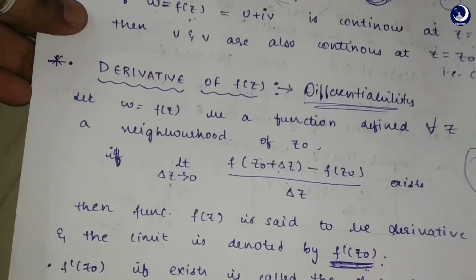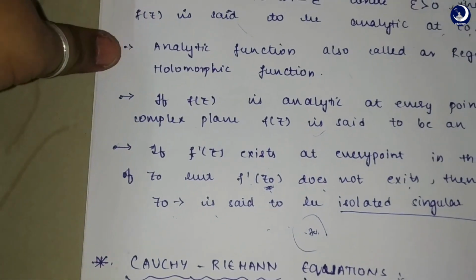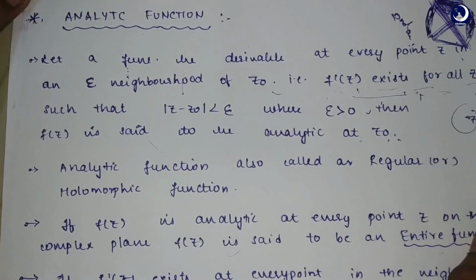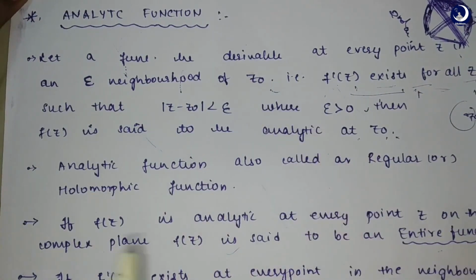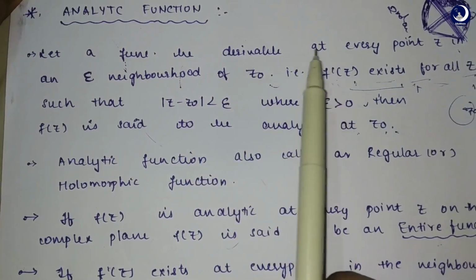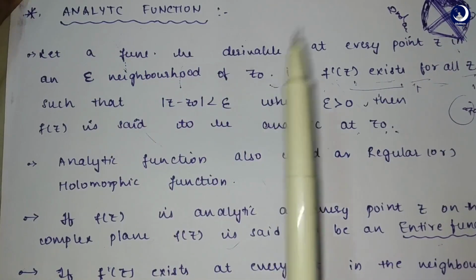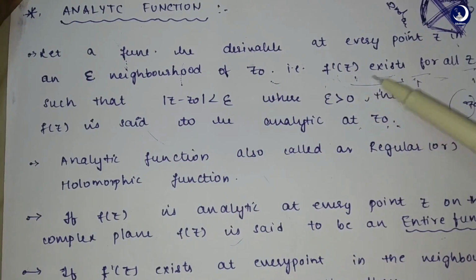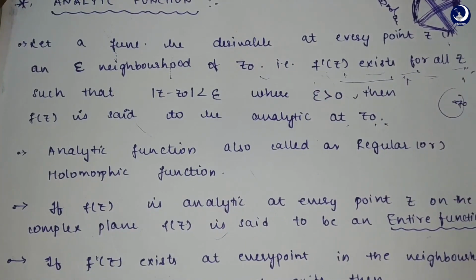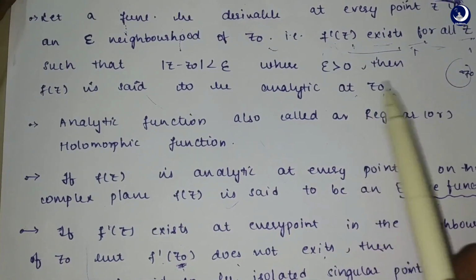This derivative is very important actually. For defining an analytic function, we need this derivative. You need to remember that. So for a function to be derivable at every point z in an epsilon neighborhood of z naught, it means that f dash of z exists for all z. That's it, the derivative of that particular function exists.